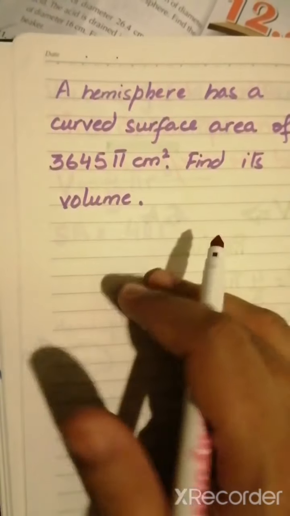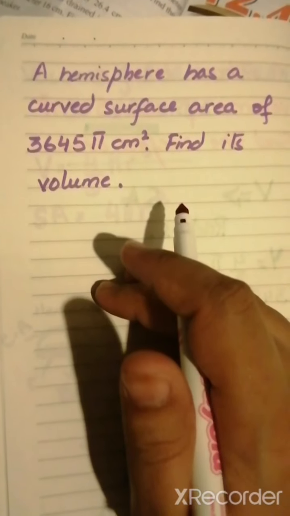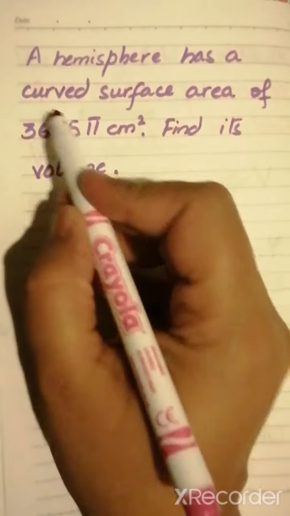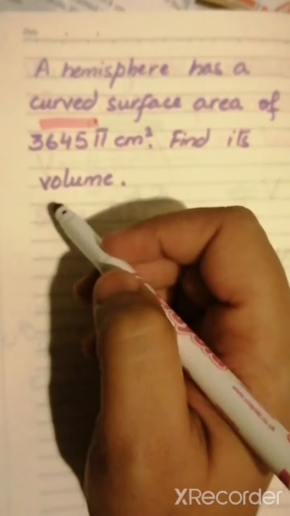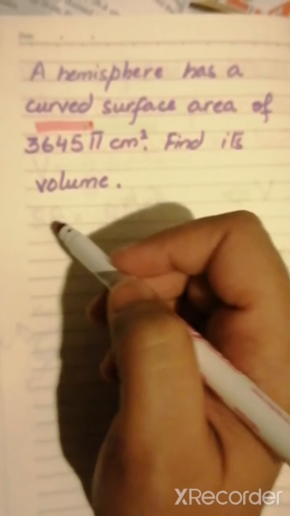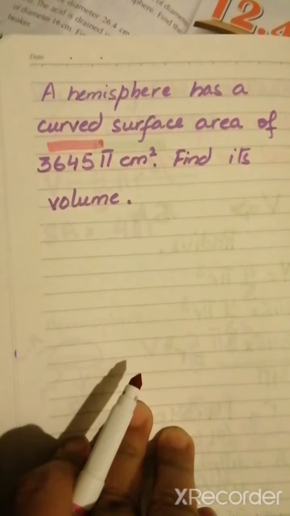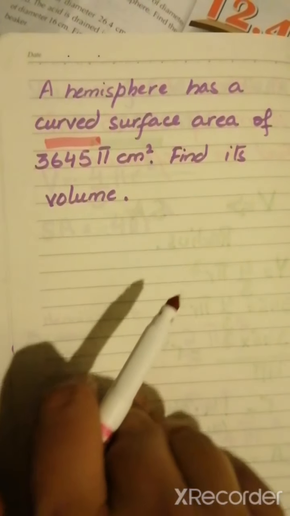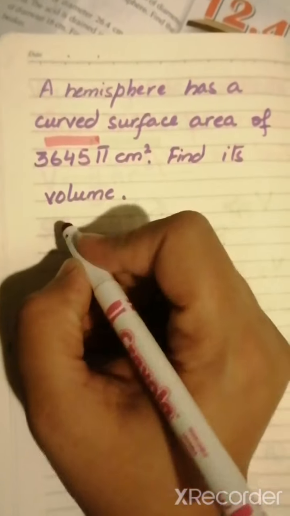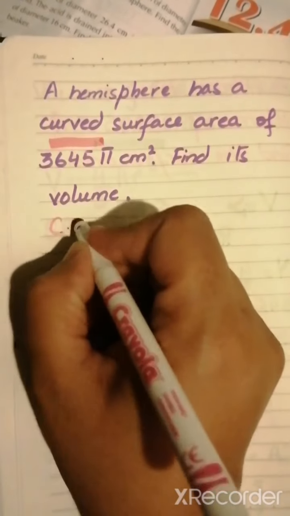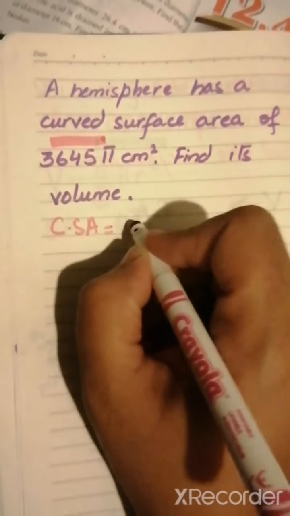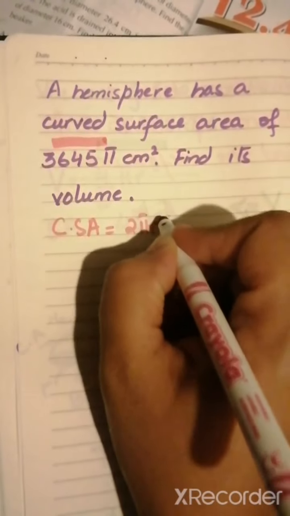Let's discuss our next example. It says a hemisphere has a curved surface area. So focus on curved. A hemisphere has a curved surface area of 3645 pi centimeter square. Find its volume, right? So the curved surface area equals 2 pi r square.